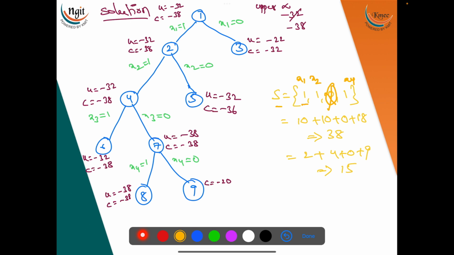That is what we showed with the sets method, 1 1 0 1. Now what is the final cost of the bag? 10 plus 10 plus 0 plus 18, which is 38. It is the maximum value, right? 2 plus 4 plus 9, it is the maximum capacity that we used. So these are the respective U and C values for each node that we solved in the previous slide. So this is the knapsack problem using branch and bound. Thank you all.